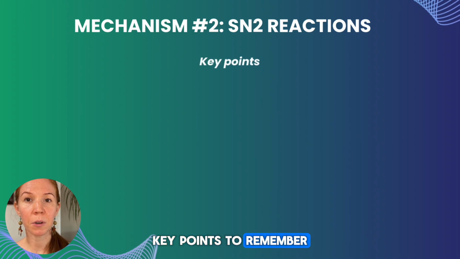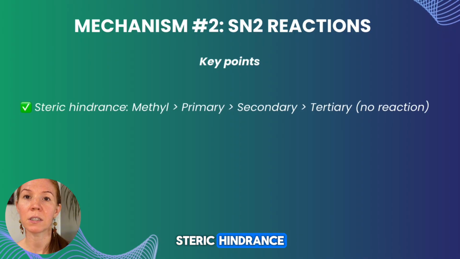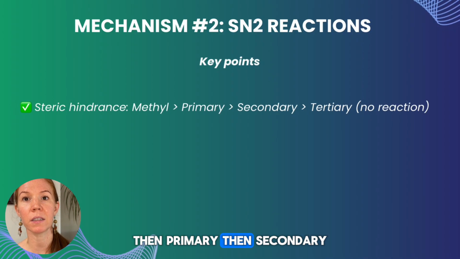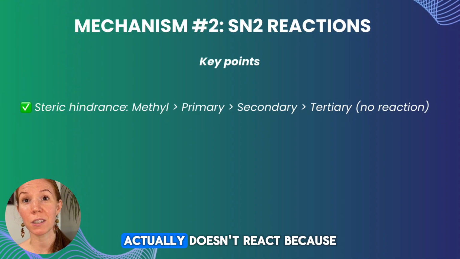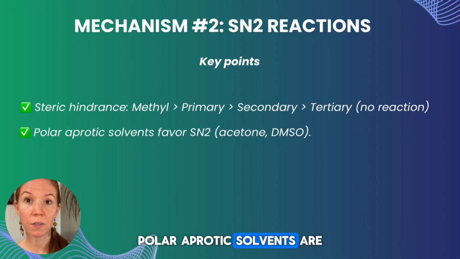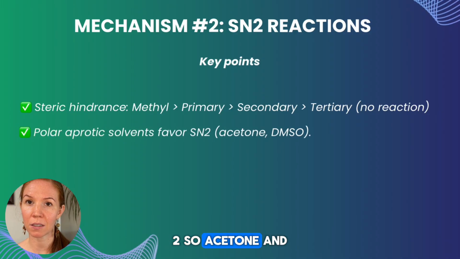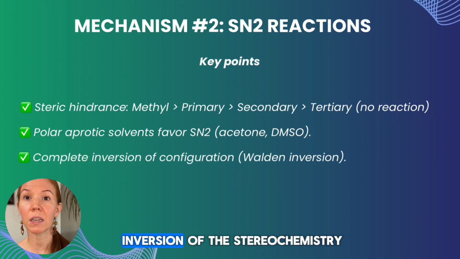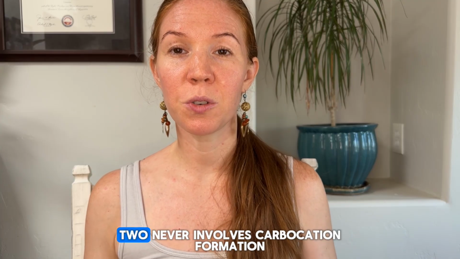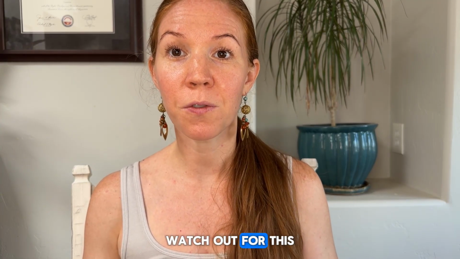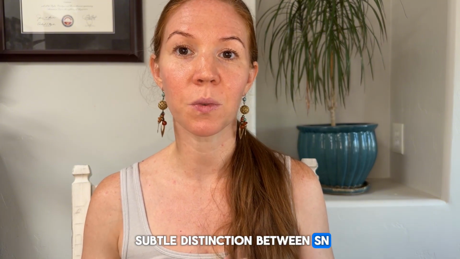Key points to remember are, first of all, steric hindrance. Methyl is preferred because it has less steric hindrance, then primary, then secondary, and tertiary actually doesn't react because of the steric hindrance. Polar aprotic solvents are going to favor SN2, so acetone and DMSO are pretty common. There is a complete inversion of the stereochemistry. Keep in mind, SN2 never involves carbocation formation. Watch out for this subtle distinction between SN1 and SN2.